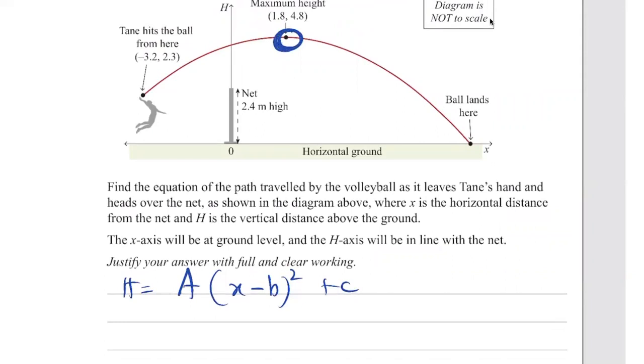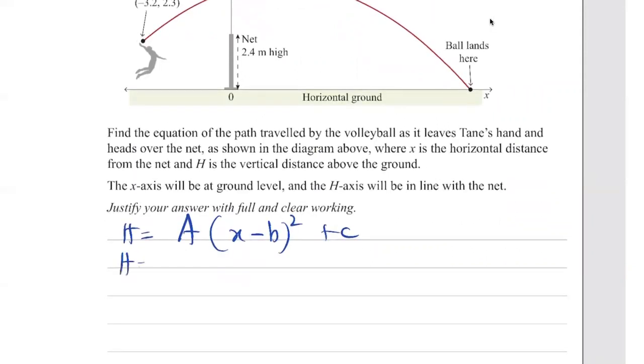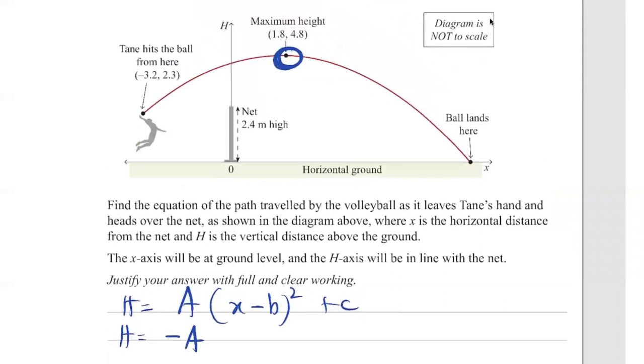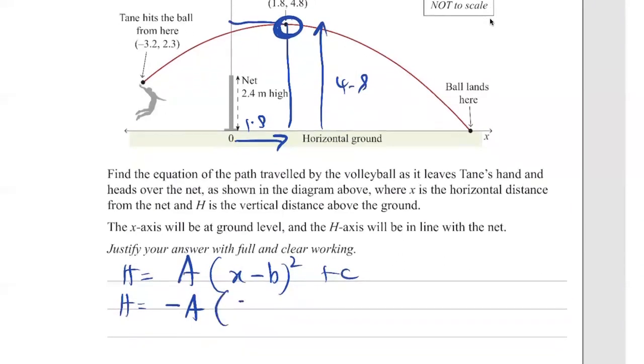First thing we notice is that this graph is upside down. Okay, so it's an upside down parabola. We can make that a negative 8 and indicate that. Now the vertex we already know is here and here. So we've got a 1.8 meter shift to the right, and we've got a 4.8 meter lift. So b is going to be 1.8. So x minus 1.8, because that is our horizontal translation, and we've lifted this thing by 4.8, which is our vertical translation.